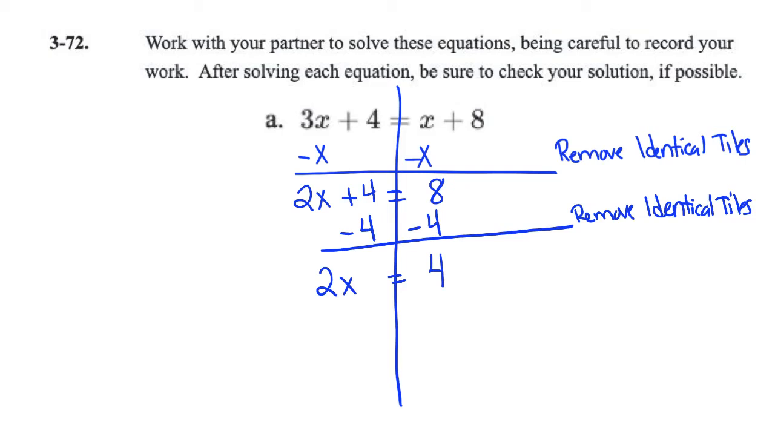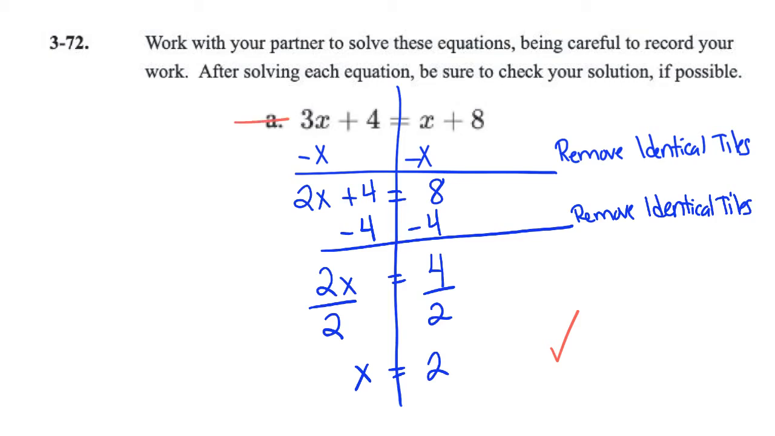I'm going to put those into individual piles, and I can divide it up into 2 piles. So I'm going to divide both sides by 2, and I end up with each x tile is equal to 2. Now, when I check my answer, I usually just use a check mark there.